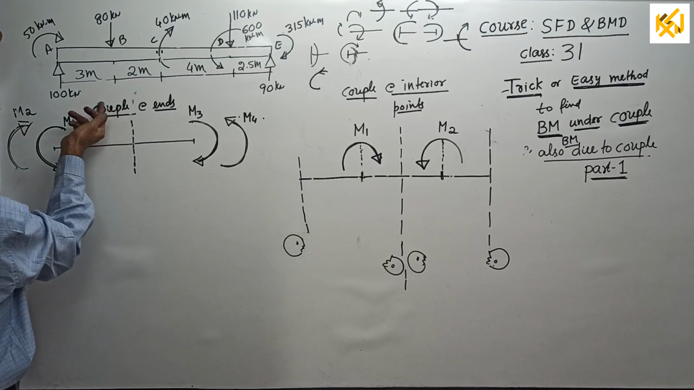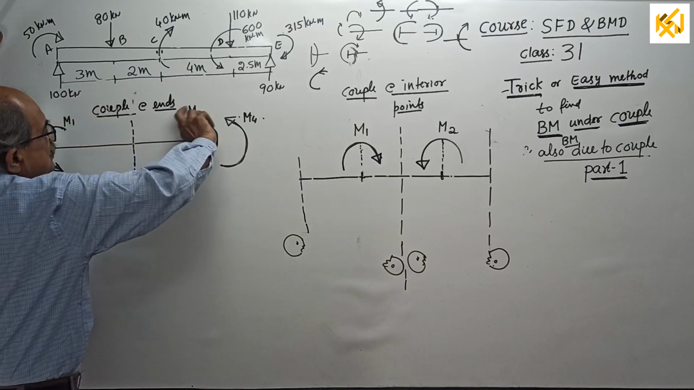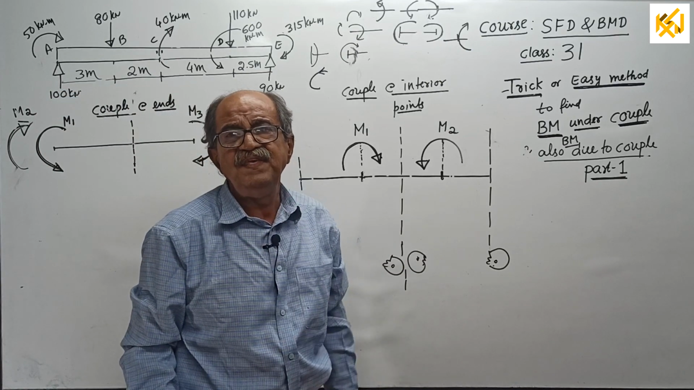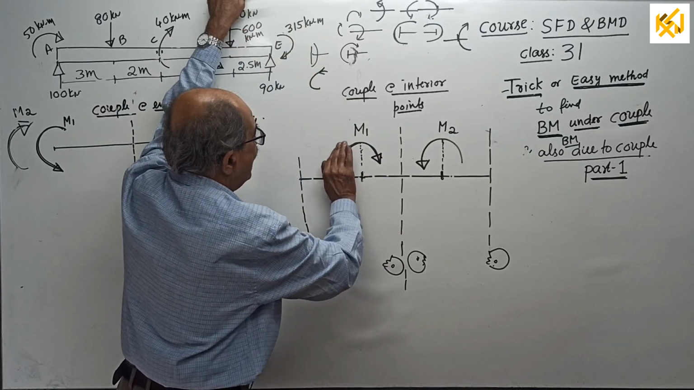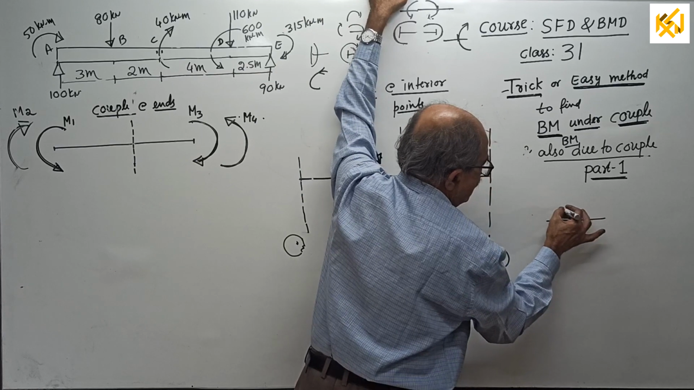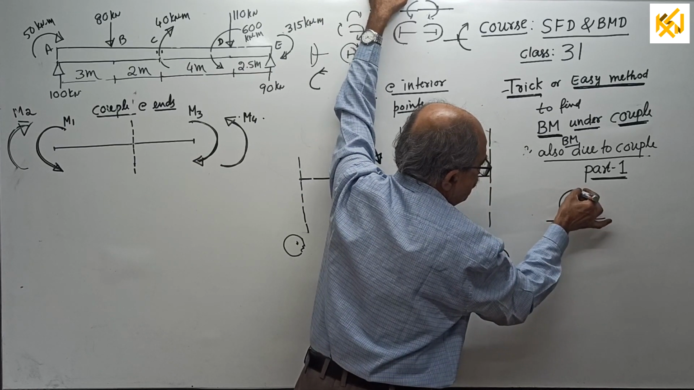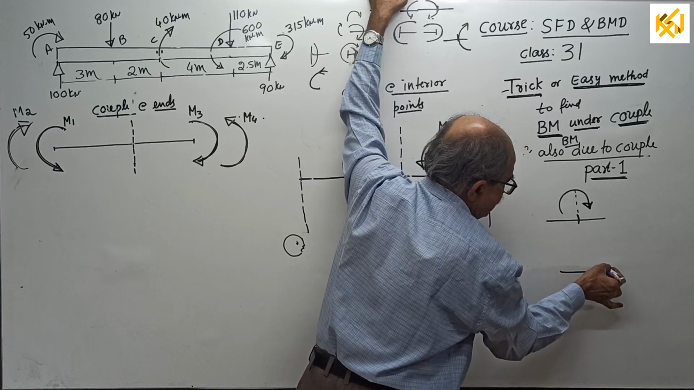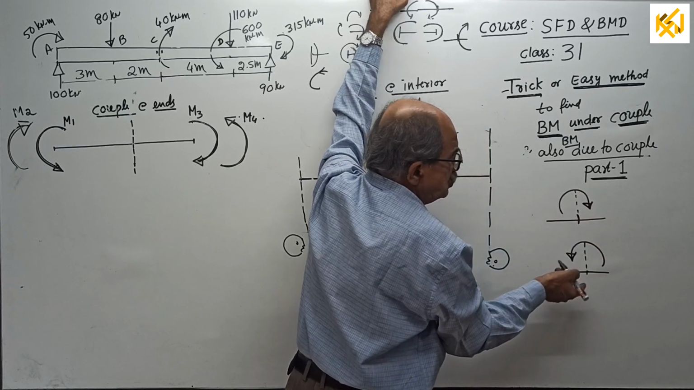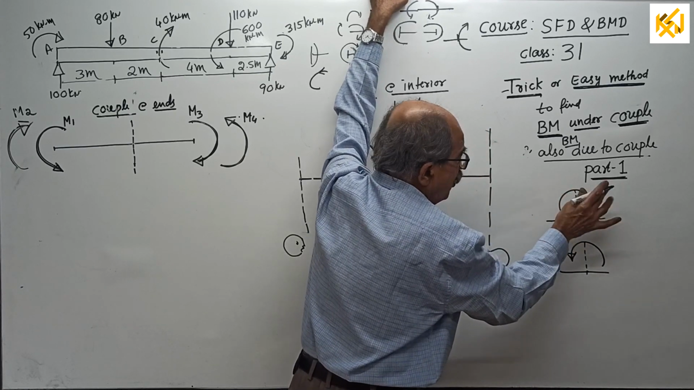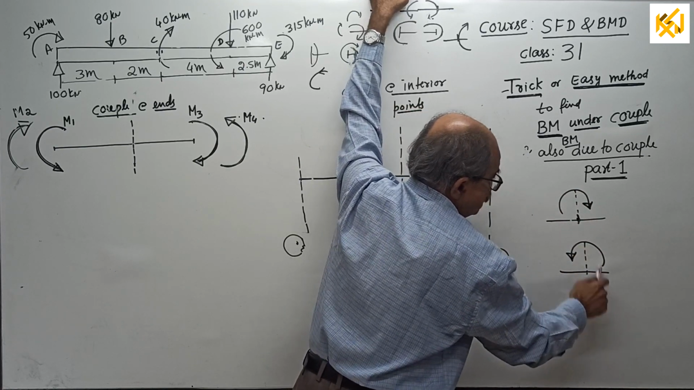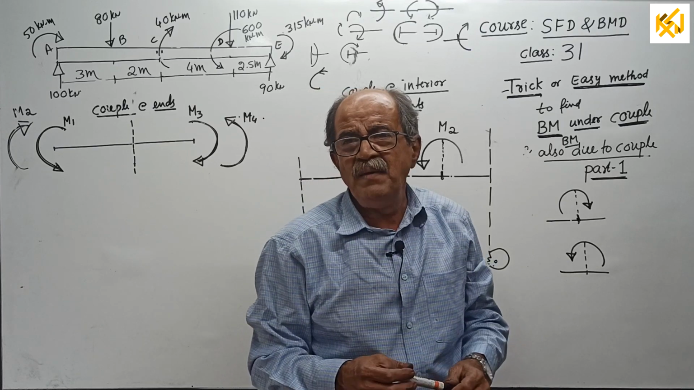Closing bracket means this way. Whereas if the couple is given at an interior point, this is where confusion comes. Mark it like this. If a clockwise couple is given, mark like this. If anti-clockwise is given, let them give whatever they want, mark like this, with a light line to show that the couple is not floating. It is actually acting here. Right?